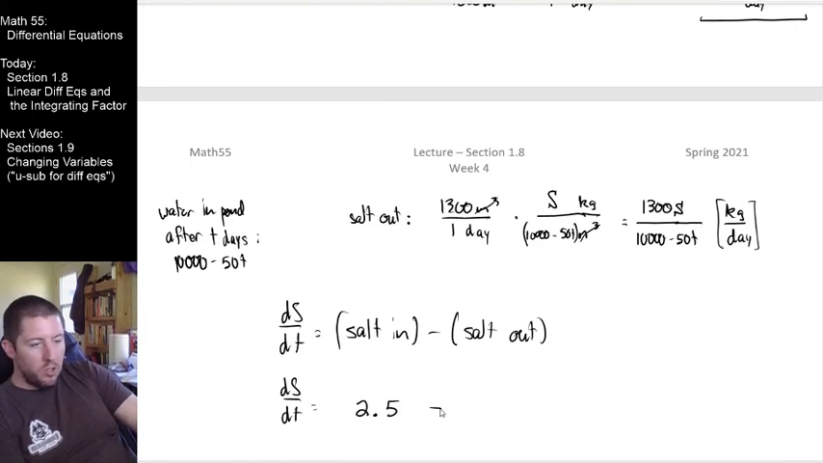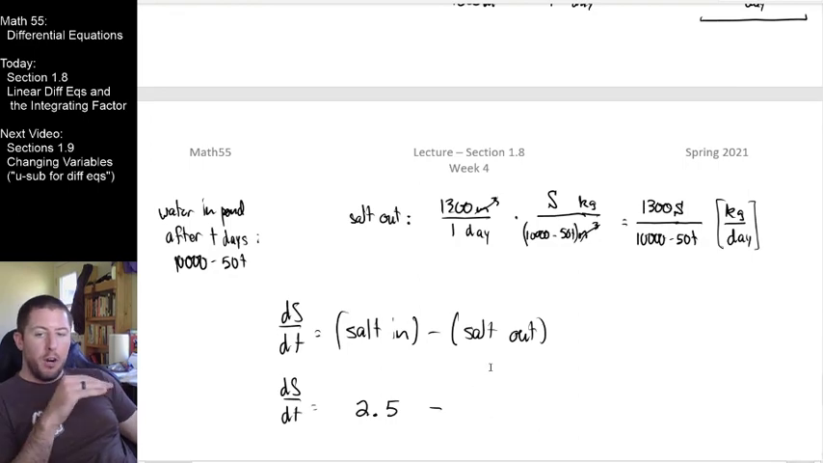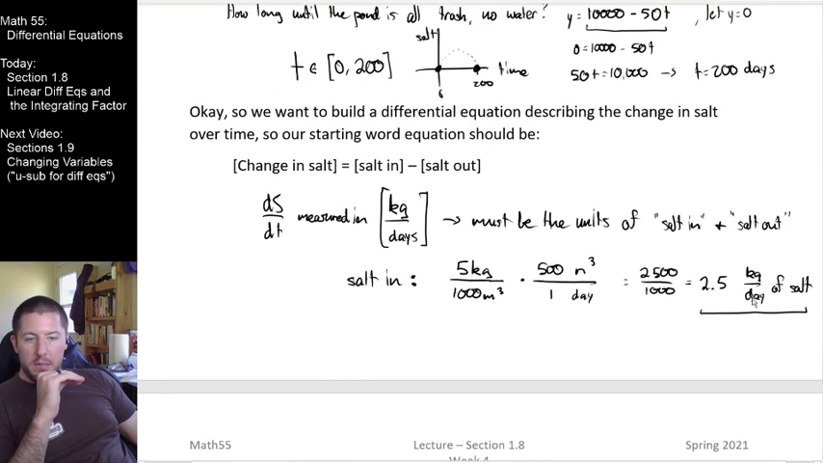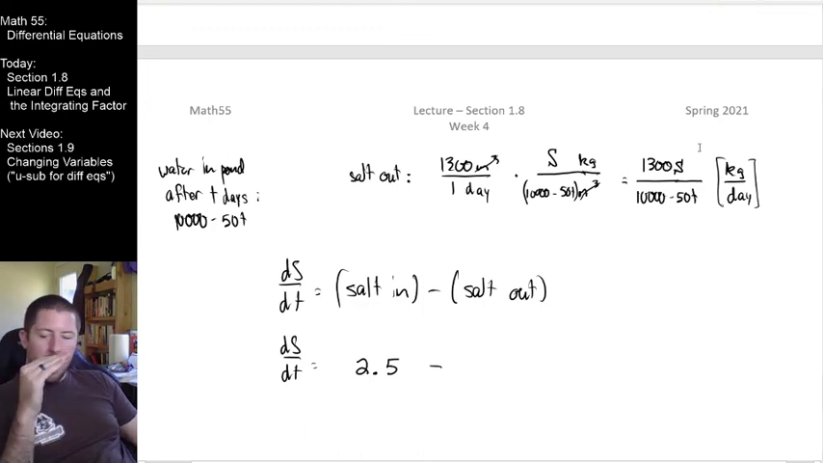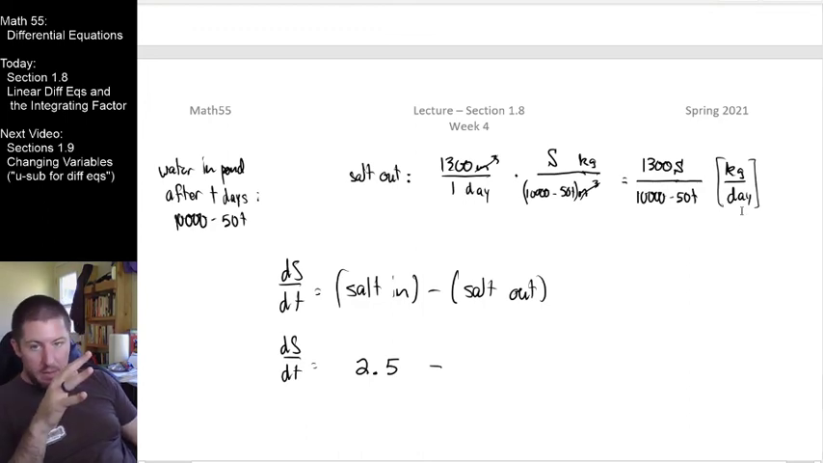Now, this is where I drop my units because I have already confirmed that 2.5 is a measurement of kilograms per day. I've already confirmed that 1300 S over 10,000 minus 50T is in kilograms per day, just like dS/dt is in kilograms per day. Without my units, I literally don't know how to do this problem. You've got to use your units to guide you along the way here.